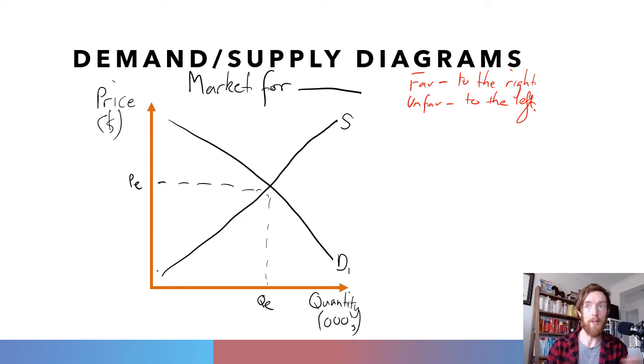But then if we draw, say for example, a situation that's going to cause a favorable shift of demand. So successful advertising. I say successful because advertising isn't always successful. Successful advertising is going to shift demand to the right, and we're going to get a whole new demand curve, which we're going to call D2.